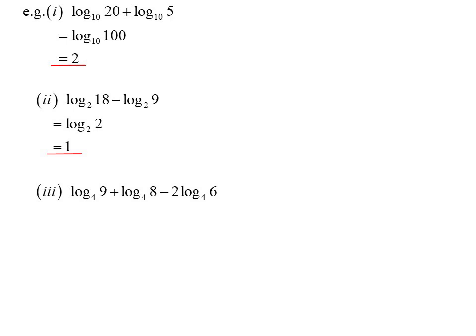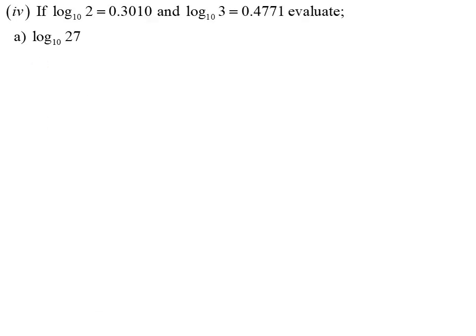But I can recombine all these, because the adding means multiply, so I get 9 times 8. The subtraction means division, but also I've got 2 log, so I can bring the 2 in. 6 squared on the bottom, I end up with, well, 4 to the power of what is 2? Well, 4 to the power of a half would be 2. So that's a half. Okay, they've given me 2 logs to work with.